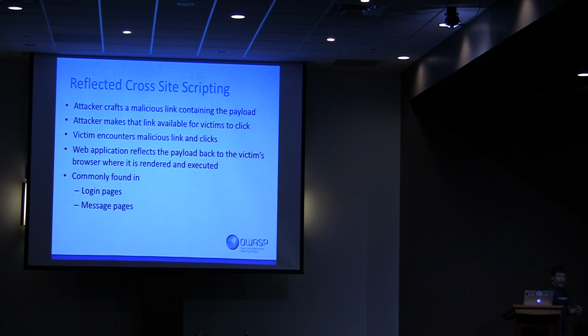We also look at reflected cross-site scripting. Before, we were storing this information and it was being viewed by someone else. In reflected cross-site scripting, you've got an attacker who is going to craft some sort of malicious link containing a payload, and then make that link available for a victim to click. We talked earlier about how there are often aspects of social engineering associated with exploiting cross-site scripting vulnerabilities. So this victim encounters this malicious link and clicks on it. The web application takes some of the content passed in from that link and renders it in the browser, where that gets executed.